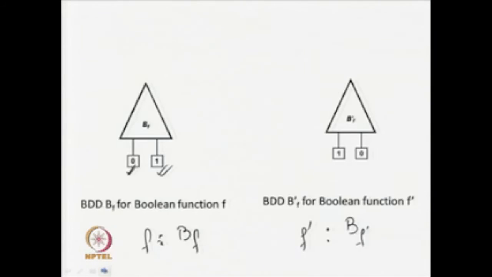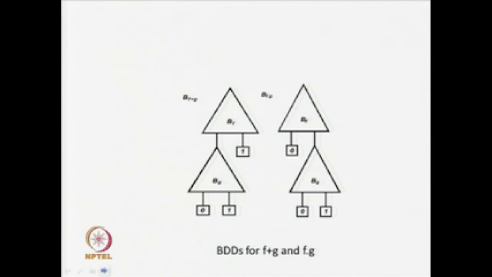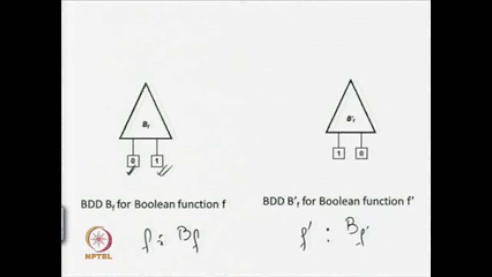Secondly, if we have some Boolean functions, generally we are going to perform some Boolean operations also. Say I have one function f and one function g, of the same variables or of different variables. Then I can perform the Boolean function f plus g, or I can perform the Boolean function f dot g.